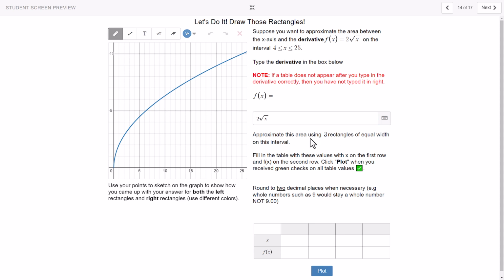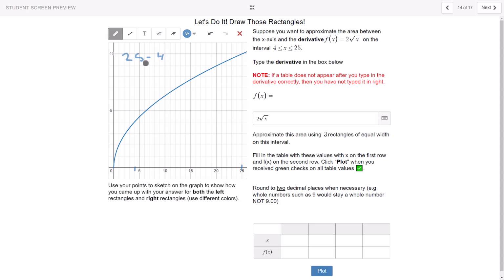It says approximate this area using 3 rectangles. Well, where do I draw these rectangles? On the interval from 4 to 25, you want to make the widths of the intervals the same. How you know what that width would be is based on the change in x. How far can you jump? The easiest way is to take your interval, which is 25 minus 4.